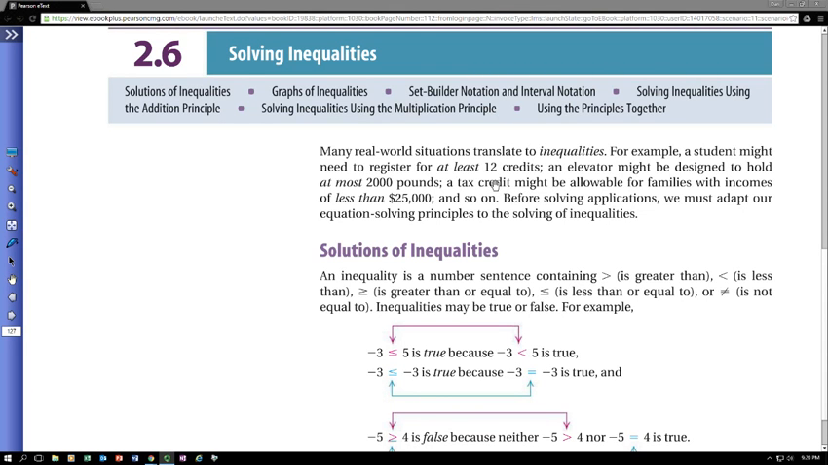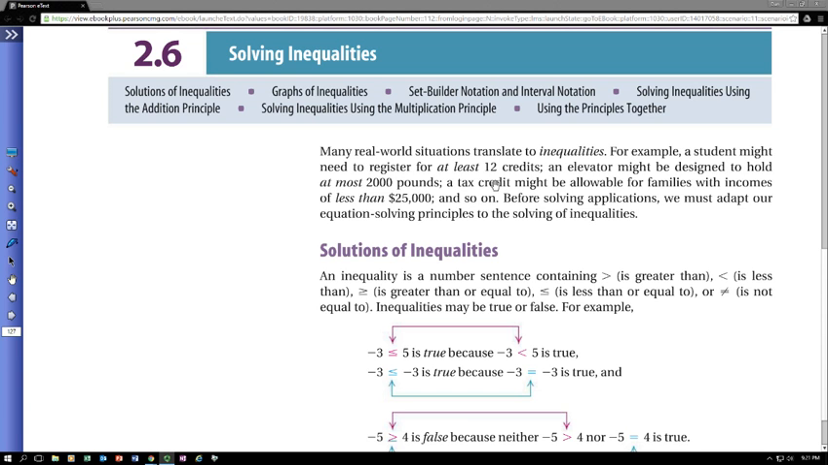Chapter 2, Section 6, Solving Inequalities. There's quite a bit of language in this section, mostly due to having to deal with different things that can happen with solutions now that we have a possibility of infinity. Usually with inequalities, you're going to have an infinity of solutions. So they're going to give us some ways to communicate a solution. We're going to bring in some new methods.